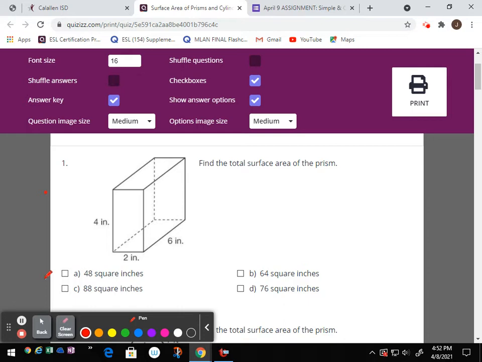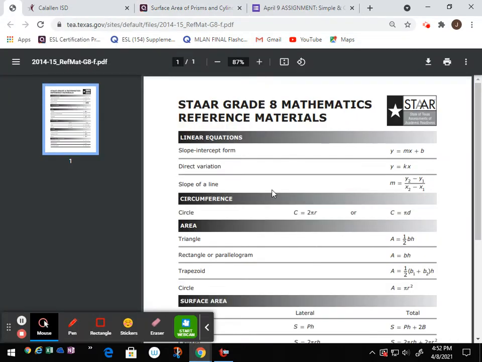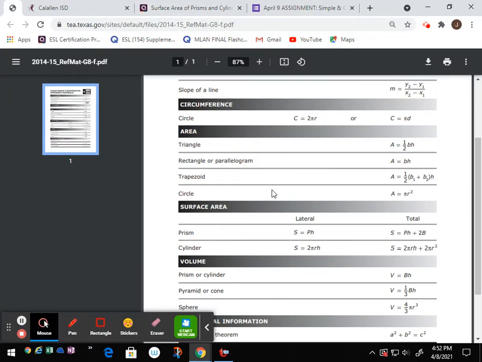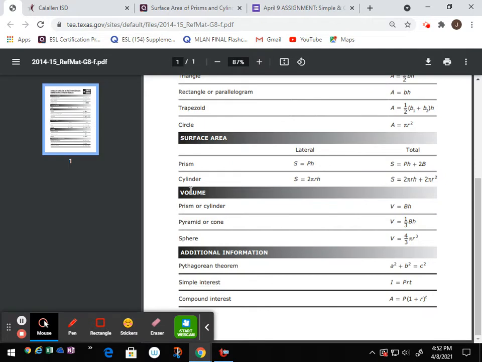Okay, so when we look at our formula chart and we go down to surface area, so here's surface area. We're talking about a prism. When we look at this problem, it wants us to find the total. So we have prism right here. For surface area, we go over the total. We see our surface area formula is big P times H plus 2 times big B.